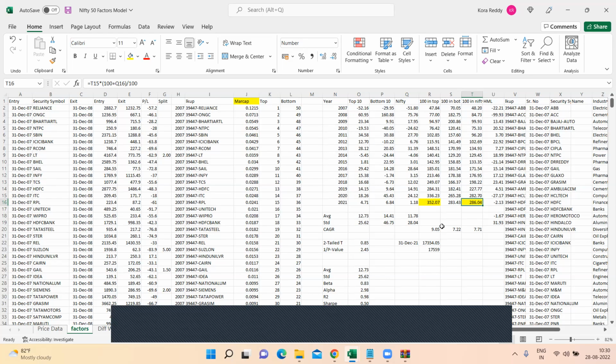Just a clarification: it is the top 10 market capitalization stocks, not the free float or anything like that. It is the top 10 market cap. So we got Reliance, ONGC, Bharti Airtel. That is in 2007, of course. Free float is not a market cap top weightage.